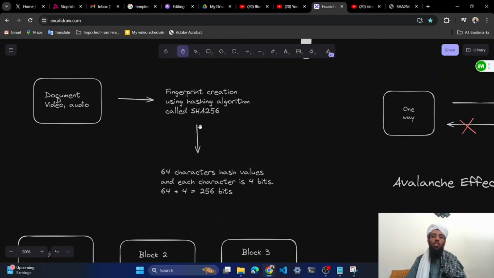All right, so the SHA-256 algorithm is basically a 64-character hash value, and each character is 4 bits. So if you calculate it, 64 times 4 is equal to 256 bits. So the 256-bit hash value will basically work as a fingerprint of these documents, audios or videos, in which this document will be protected using this hash value.